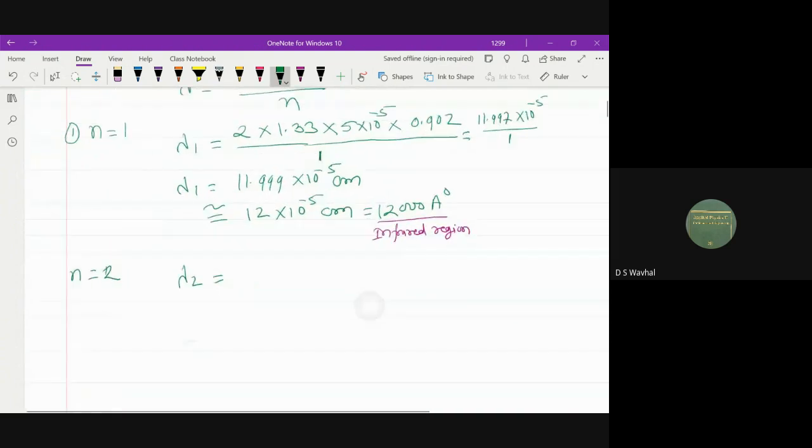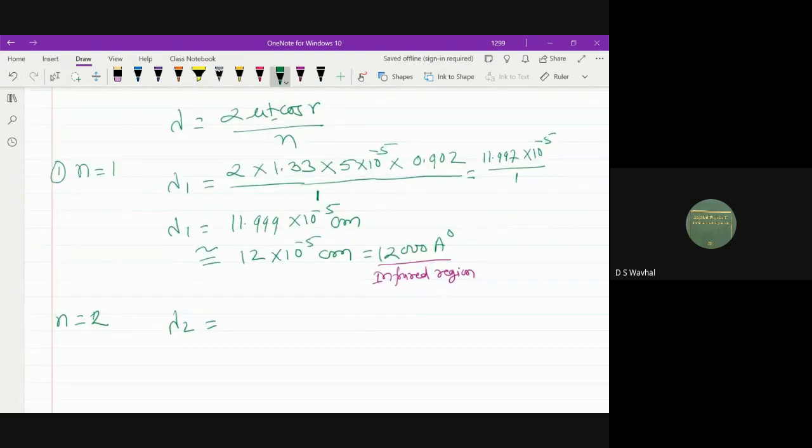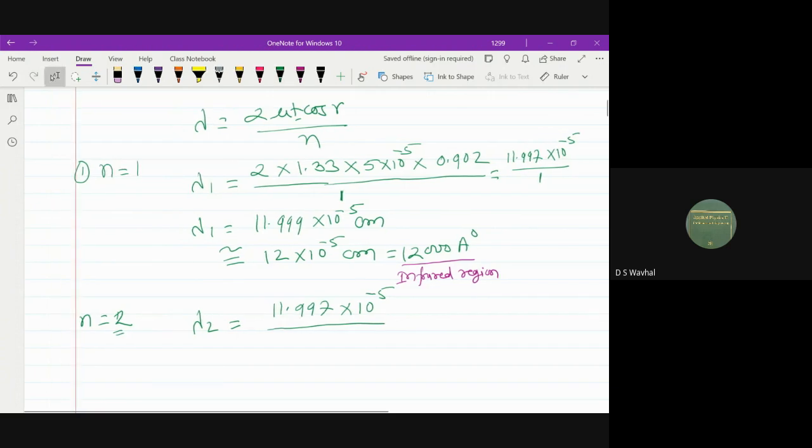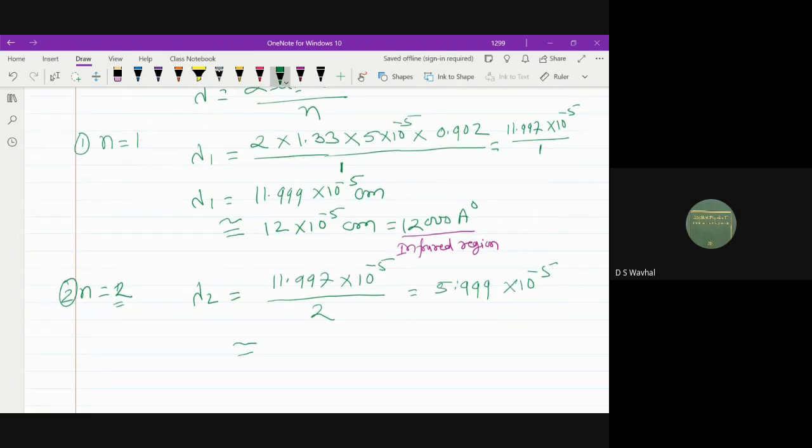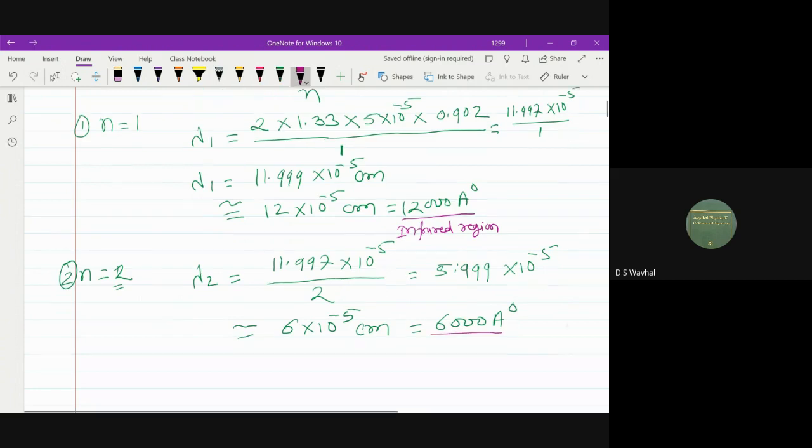So while finding the value of lambda, this 2 mu t cos r is a constant, and that value is 11.997 into 10 raised to minus 5, and this divided by n, and n is equals to 2. So 11.997 divided by 2, we get 5.999 into 10 to the power minus 5. So that is equals to, we can round up, 6 into 10 to the power minus 5 centimeter, and that is equals to 6000 angstrom. And this wavelength is of course in the visible spectrum.